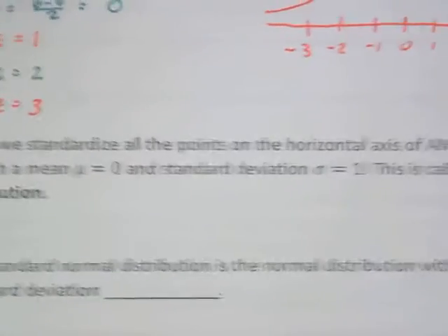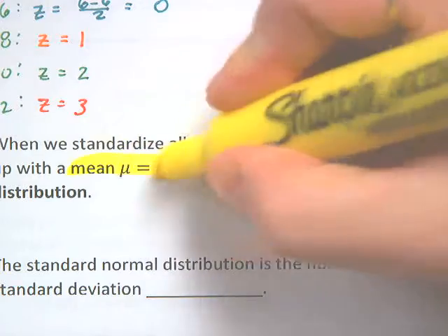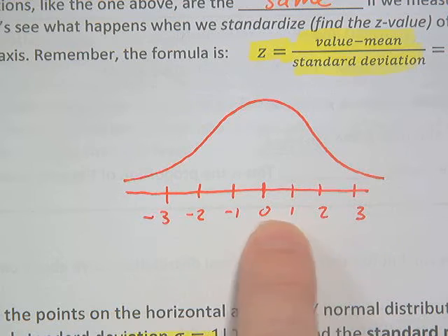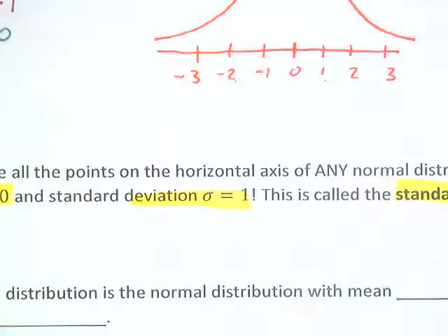Look at what it says underneath there. When we standardize all the points on the horizontal axis of any normal distribution, you're always going to end up with a mean of 0 and a standard deviation of 1. Check this out. These are all 1 apart from each other. That's the standard deviation. That's always going to happen. It's called a standard normal distribution.